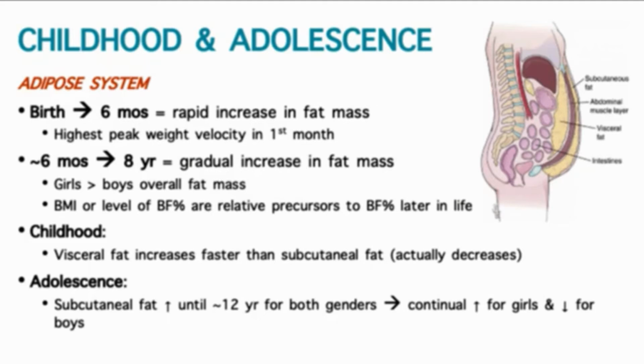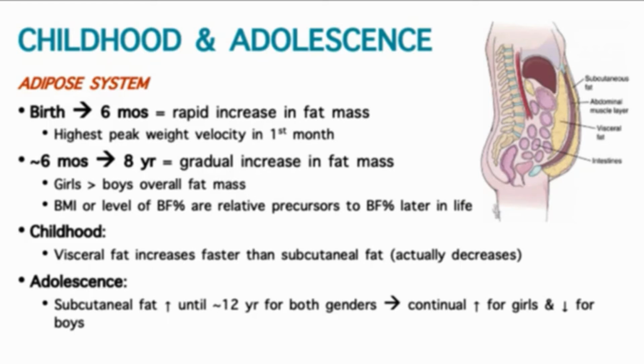Girls usually have a greater overall fat mass than boys, and BMI, or level of body fat percentage, are relative precursors for body fat percentage later in life. So that's why we have this emphasis on childhood obesity in current times, as well as in more recent past years, because the relationships that have been established between childhood obesity and adulthood obesity are very, very strong connections. Okay, so the more active we try to make children in childhood can have a really positive impact on the activity levels that they might experience as an adult. At least that's the running theory.